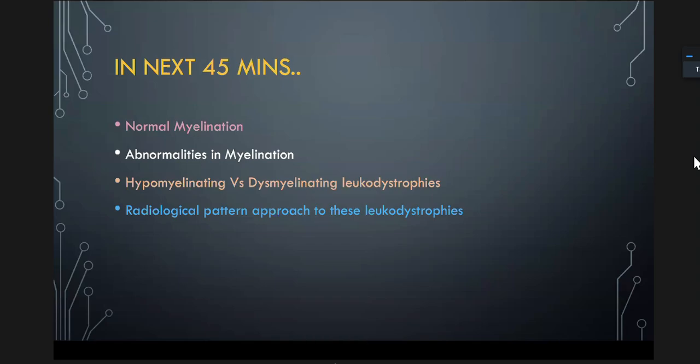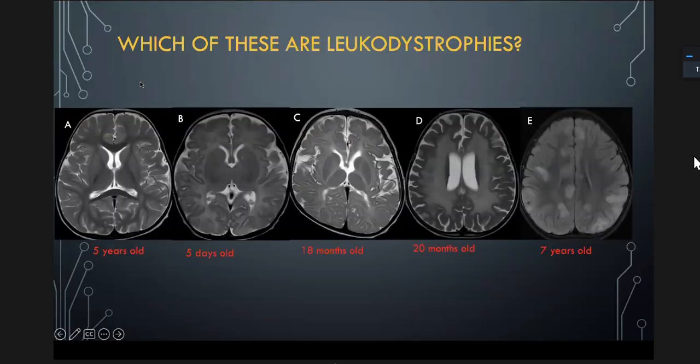Pattern to approach these leukodystrophies and some genetic diagnosis. So we'll see all of these systematically. Now, these are five images. Most of these are T2 weighted images, and we have a FLAIR axial image.